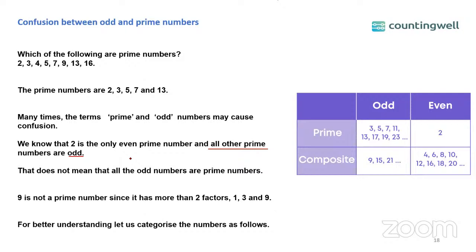So note that all prime numbers are odd except 2, but all odd numbers need not be prime numbers.